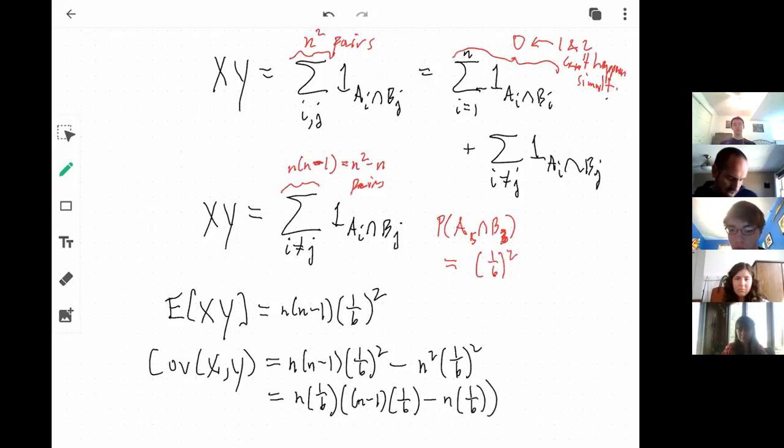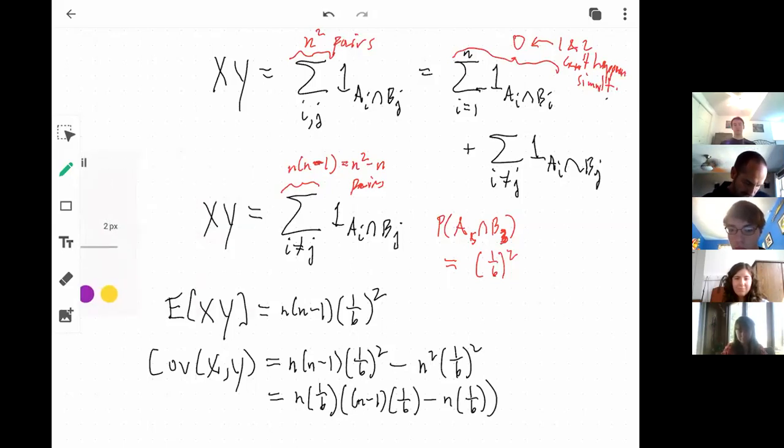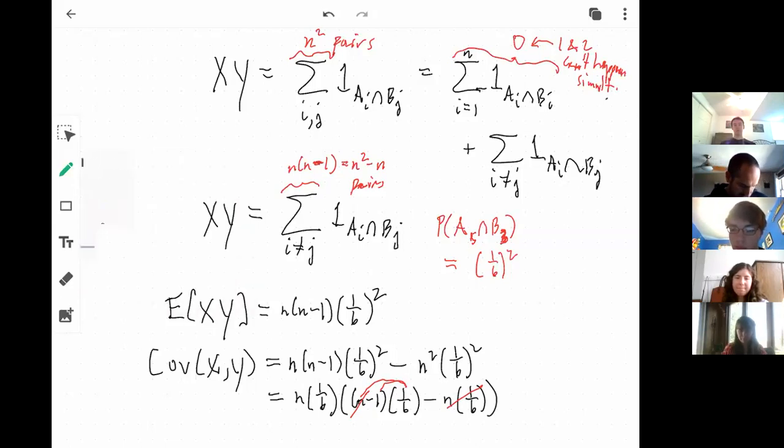Hey, check this out. If I distribute it through right here, this guy is going to cancel completely with this guy. And I just get negative 1/6. So overall, I get negative n times 1/6 squared. Is that right?